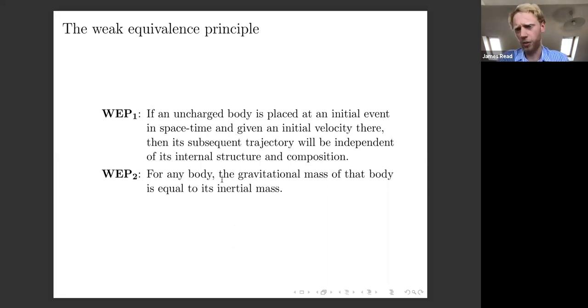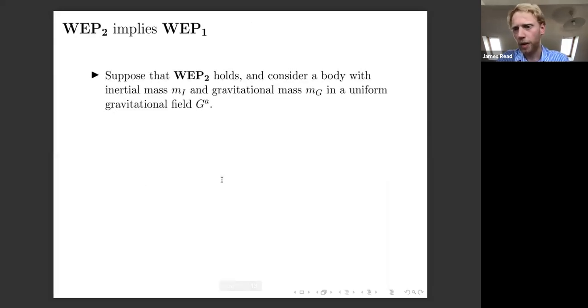Okay, so let's start off with the weak equivalence principle. In Lehmkuhl's paper, he presents two versions of this principle, which he calls WEP1 and WEP2. WEP1 reads as follows. It says, if an uncharged body is placed at an event in spacetime and given an initial velocity there, then its subsequent trajectory will be independent of its inertial structure and composition. WEP2 states that for any body, the gravitational mass of that body is equal to its inertial mass. People have thought about the relationships between these two. And as Lehmkuhl says, WEP2 seems to imply WEP1.